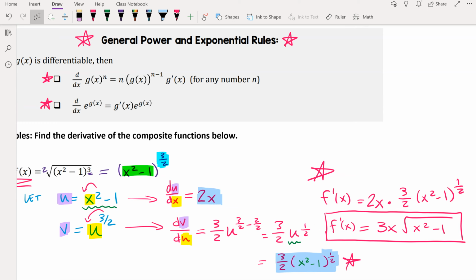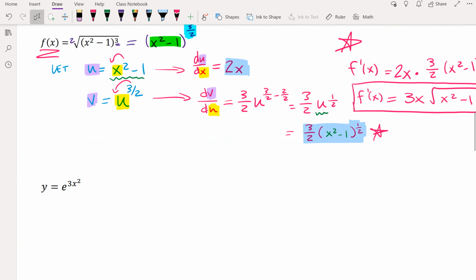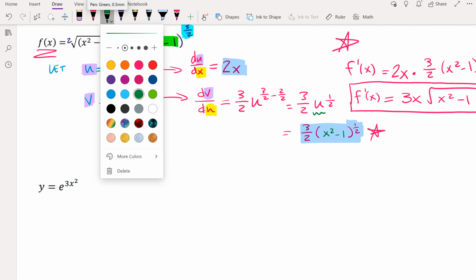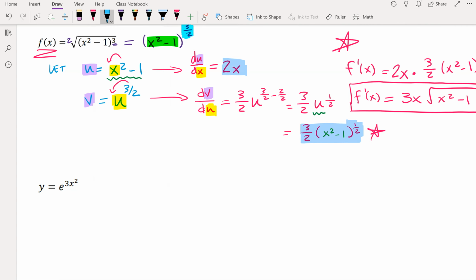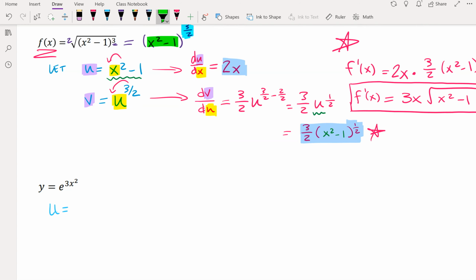Okay, I know that was a lot. Let's try another one. We're going to try a lot of practice problems. All right, y equals e to the 3x squared. First thing we need to do is write what is u and what is v. So u equals my inside function. This one's a little trickier. What's my inside function? Anytime you have e to the something, your inside function is going to be your exponent.